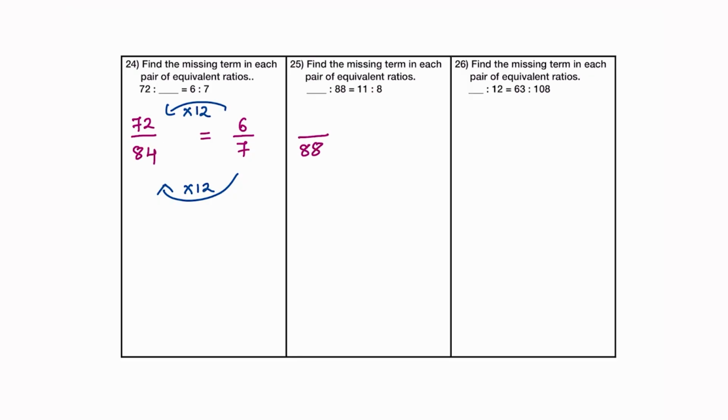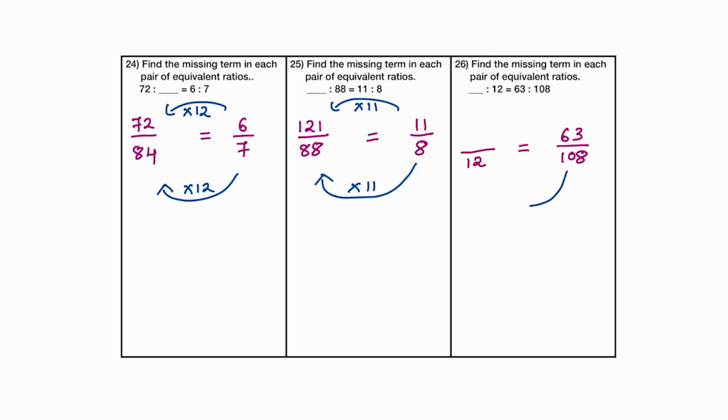Something over 88 equals 11 over 8. And how do we do that? 8 to 88 is times 11. Same thing here, times 11. 11 times 11 is 121. That's the square of 11. Something over 12 equals 63 over 108. Now to go from 108 to 12, what do you need to do? Divide it by 9. Same thing here, divide by 9. 63 divided by 9 is 7.